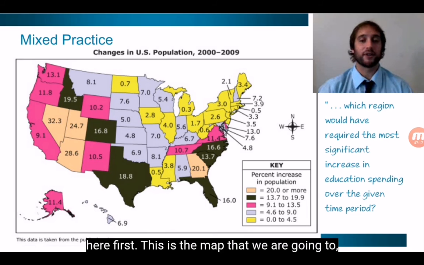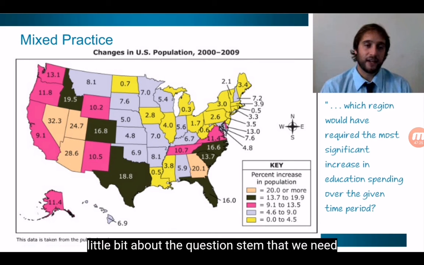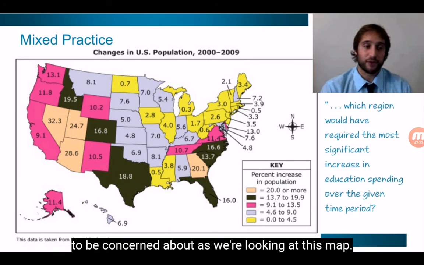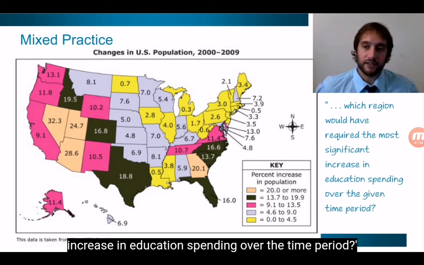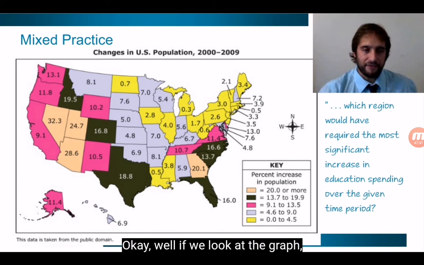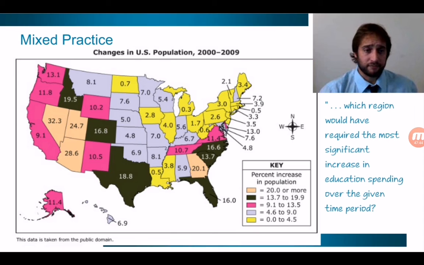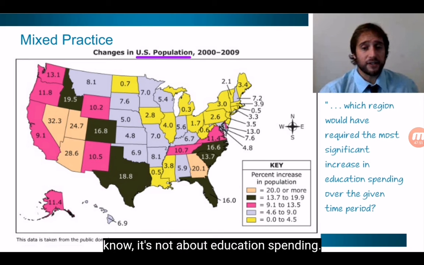All right, this is the map that we are going to be dealing with. And over there to the right, you see a little bit about the question stem that we need to be concerned about as we're looking at this map. The question is, what region would have required the most significant increase in education spending over the time period? Okay, well, if we look at the graph, this is all about U.S. population. So, it's not about education spending.